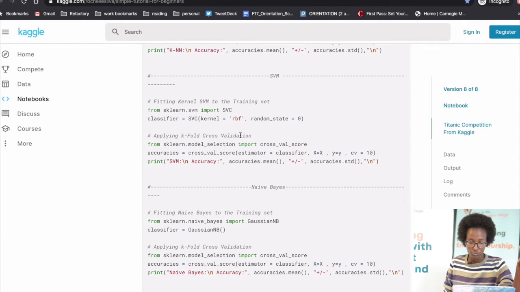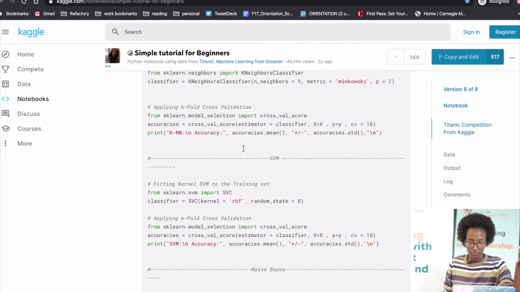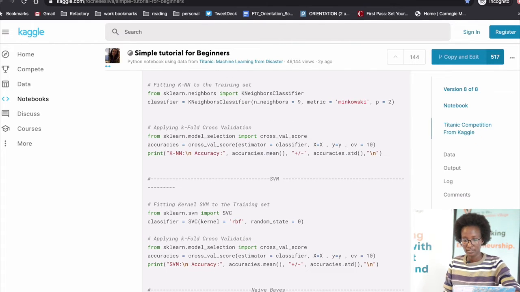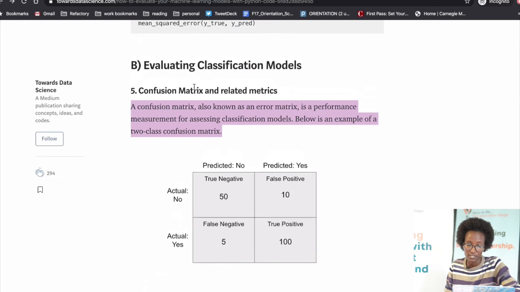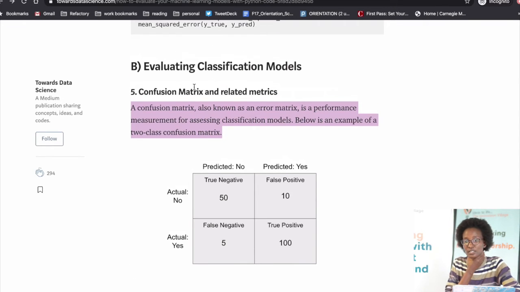For example, how would you evaluate the different models? So the first one is going to be a confusion matrix. You get a confusion matrix and you see the related metrics. A confusion matrix is also known as an error matrix. It's a performance measurement for assessing classification models.